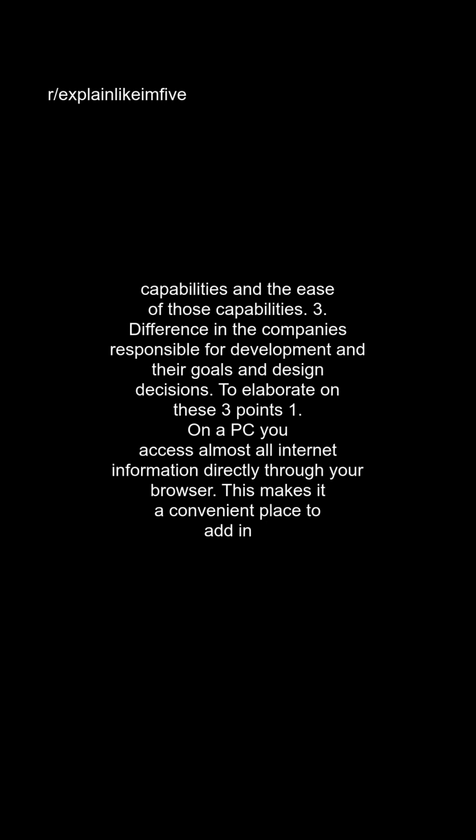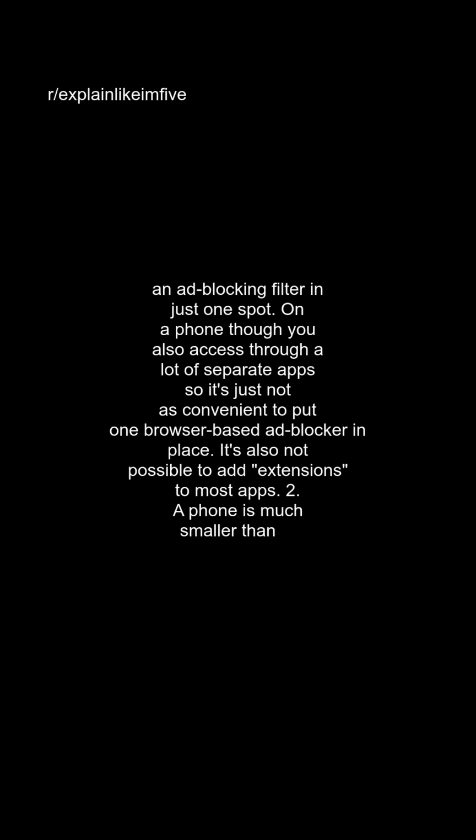1. On a PC you access almost all internet information directly through your browser. This makes it a convenient place to add in an ad blocking filter in just one spot. On a phone though, you also access through a lot of separate apps, so it's just not as convenient to put one browser-based ad blocker in place. It's also not possible to add extensions to most apps.